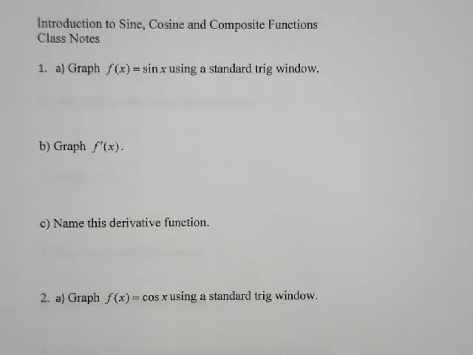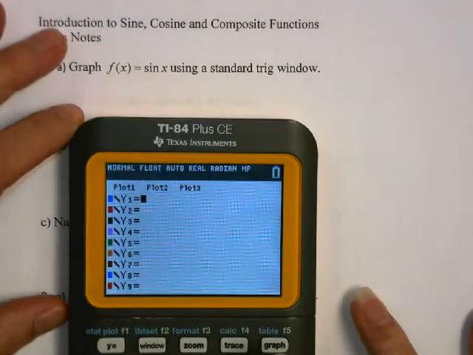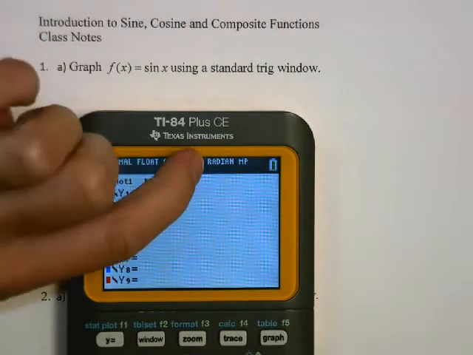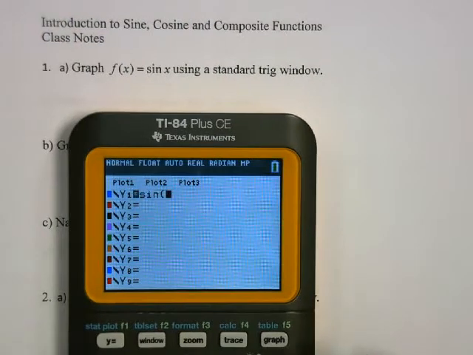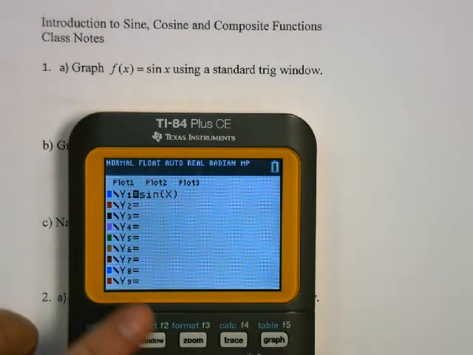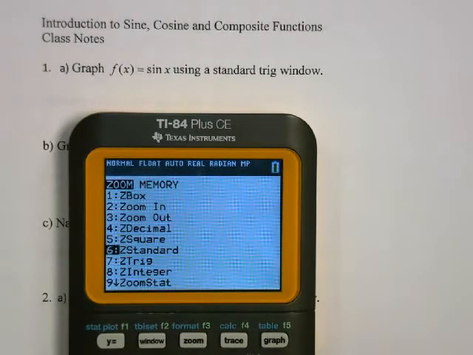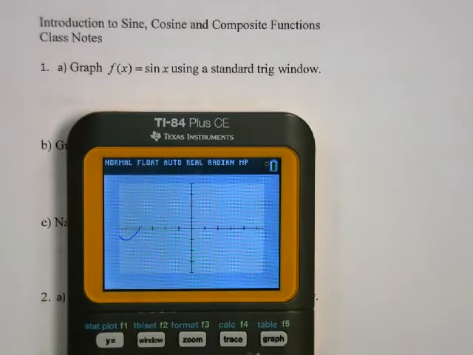Next, we're going to look at the derivative of sine and cosine and composites. So we're going to graph sine of x in a standard trig window. Our calculator should always be in radians for calculus, always, always. If you do sine of x and then a zoom trig, it'll fit a nice window that shows a trig function very well. So there's our graph of sine.